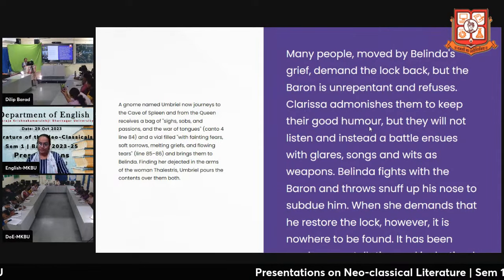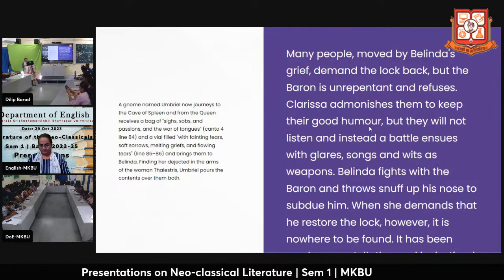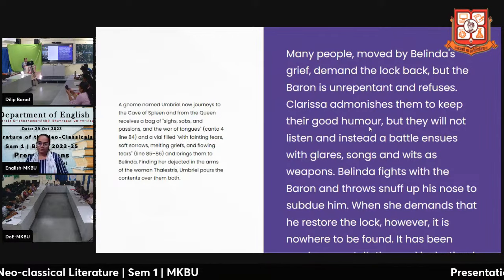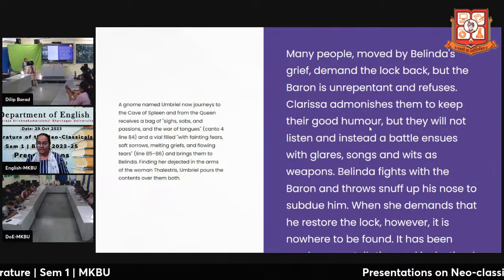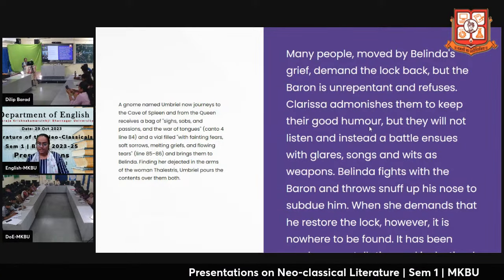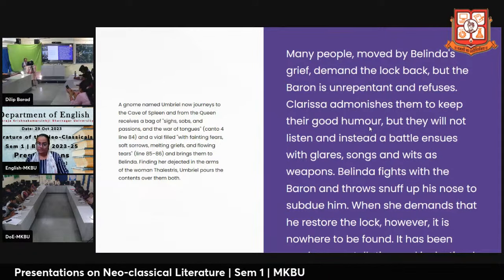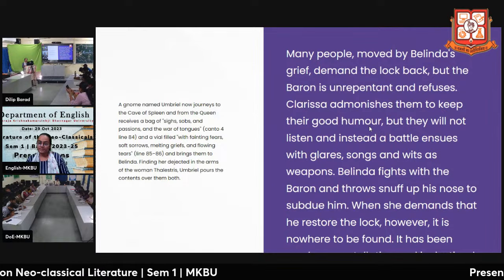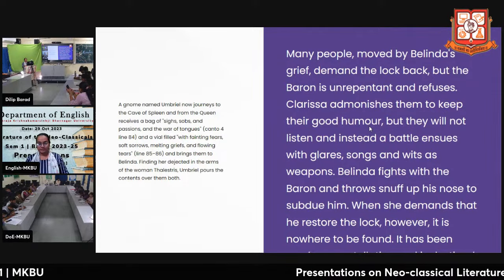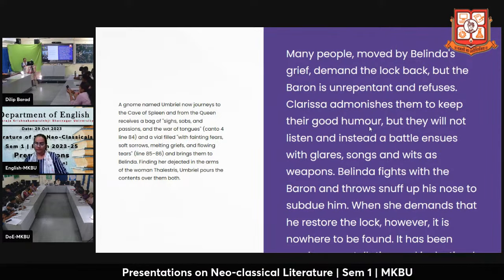Thalestris, moved by Belinda's grief, demands the lock back, but the Baron is unrepentant and refuses. Clarissa admonishes them to keep their good humor, but they will not listen, and instead a battle ensues with glances, songs and wits as weapons. Belinda fights with the Baron and throws snuff in his nose, subduing him, and demands that he restore the lock. However, it is nowhere to be found.